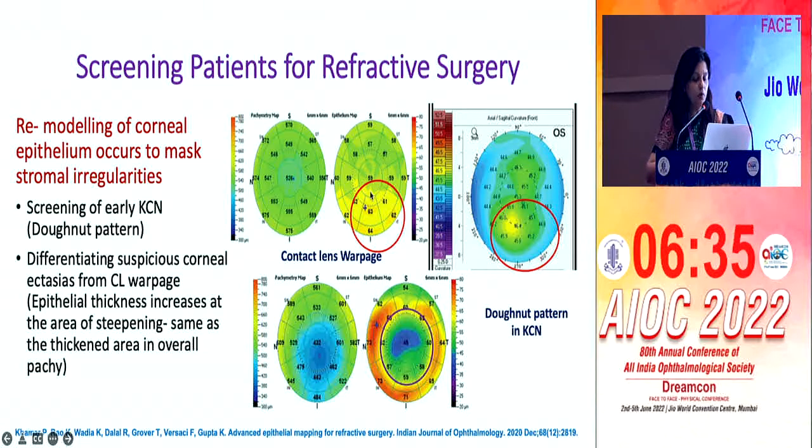So in the contact lens warpage, the thickening would be present, but it will be present not only in the thinned out area, but in the other areas also. Whereas here it is going to be a donut pattern where in the area of the thinning, there will be increase in the epithelial thickness. And so in the area of steepening also, the epithelium thickness would increase. And that is to mask the irregularities which are present.